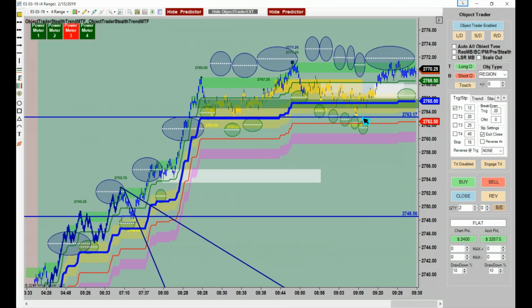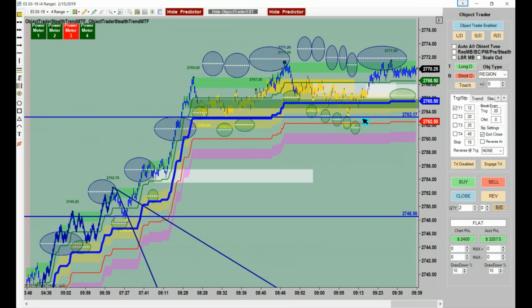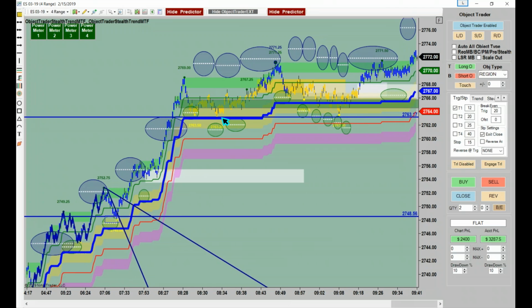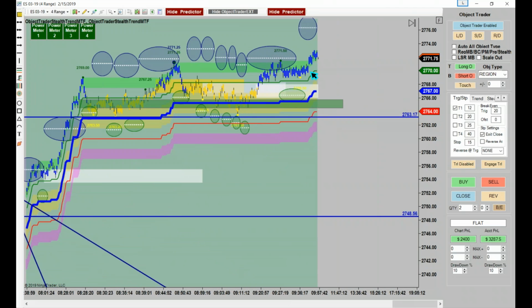So could you have taken a trade there? And the answer is yes. This type of trading right here off this mid band, you would have had to put your stop here, and you never got taken out.